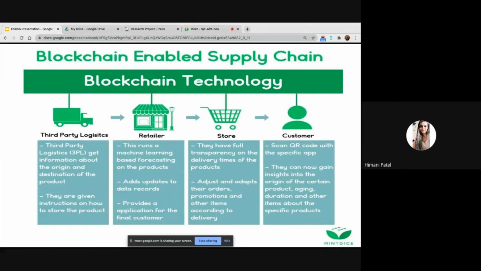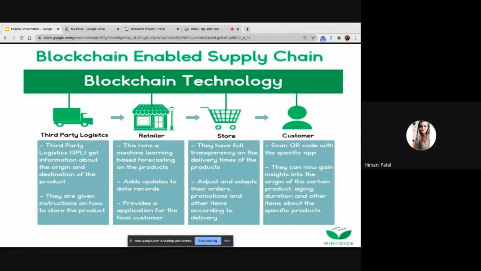Now it will be sent to the retailer, and they will run machine learning based forecasting on the product. It will add updates to data records. Stores will make sure that they have full transparency on the delivery times of the product. Additionally, they will adjust and adapt their orders, promotions, and other items according to the delivery.